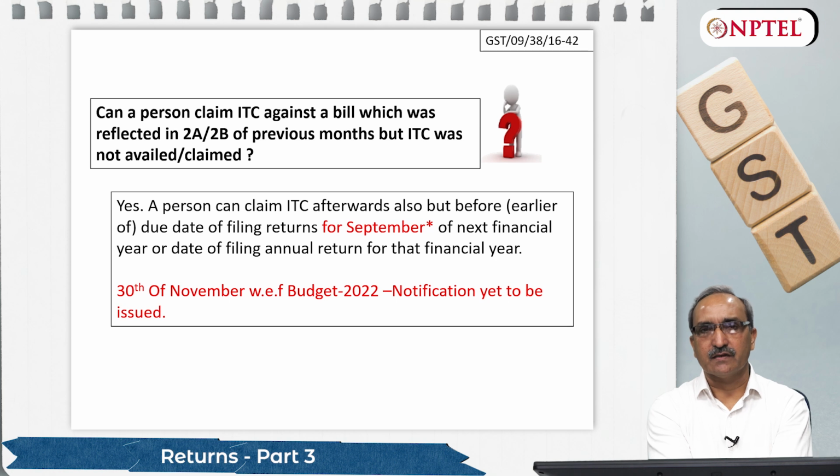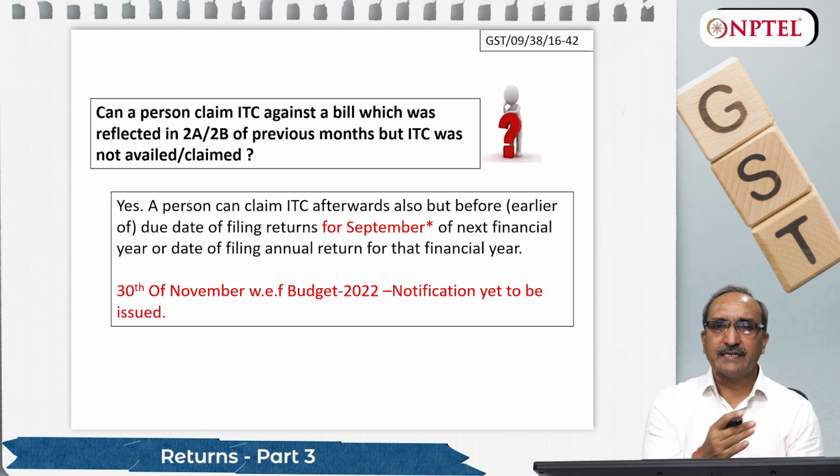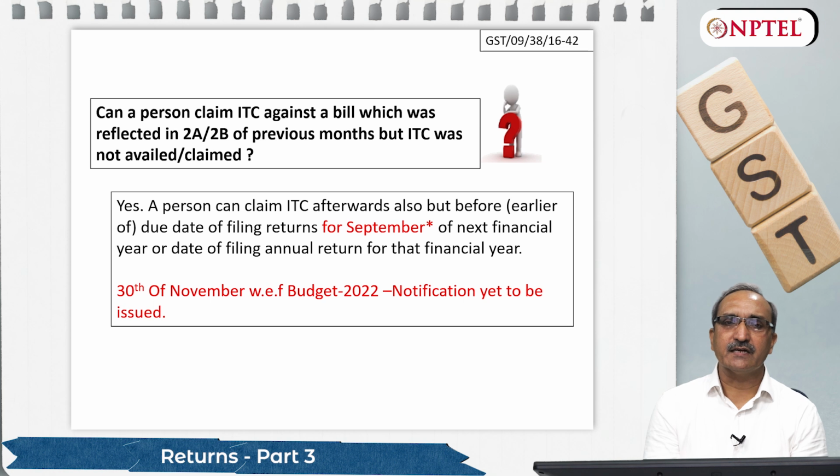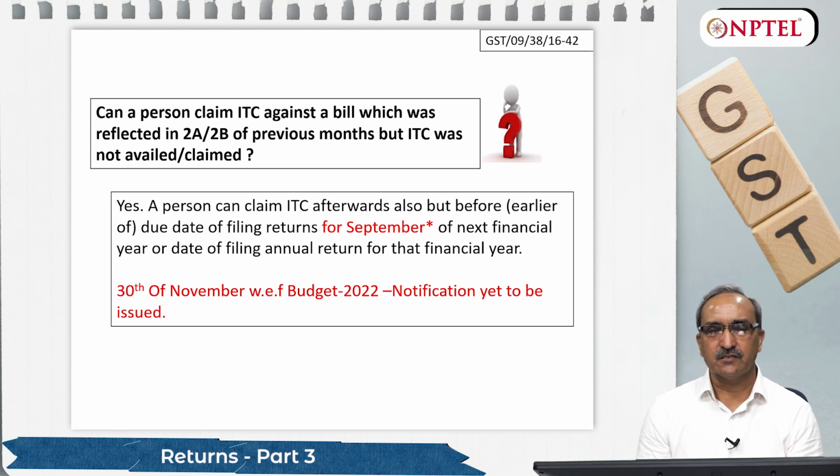So what is the mechanism of claiming? If any item is there in 2A or 2B, it is evidence that this person has purchased this item, and he is supposed to have its bill and possession of the goods and services. But after that, the buyer has to claim that amount of ITC in his own return. So how will he do that? He will claim that amount in his 3B.